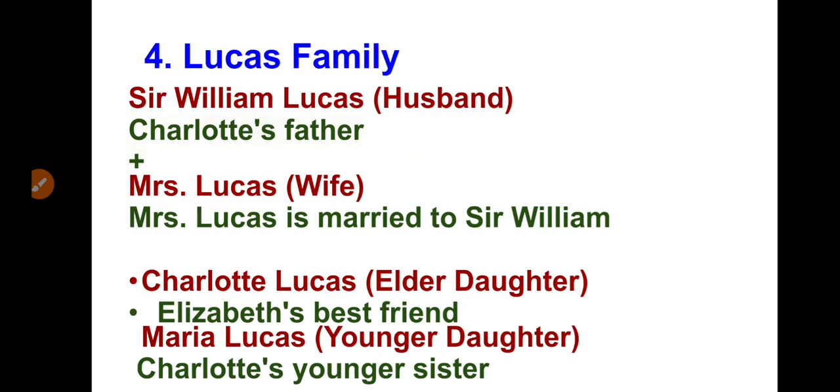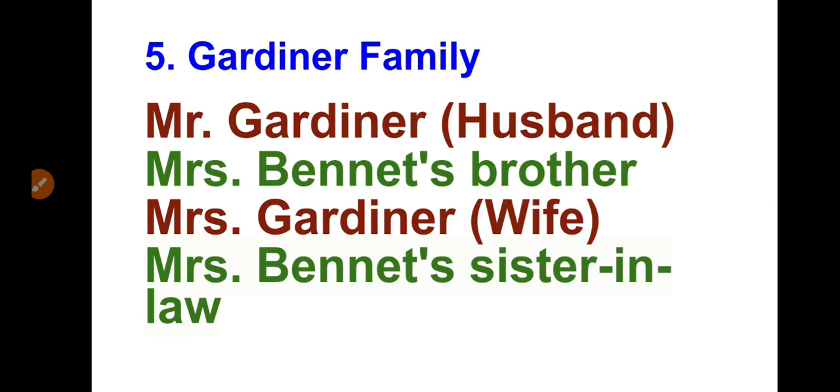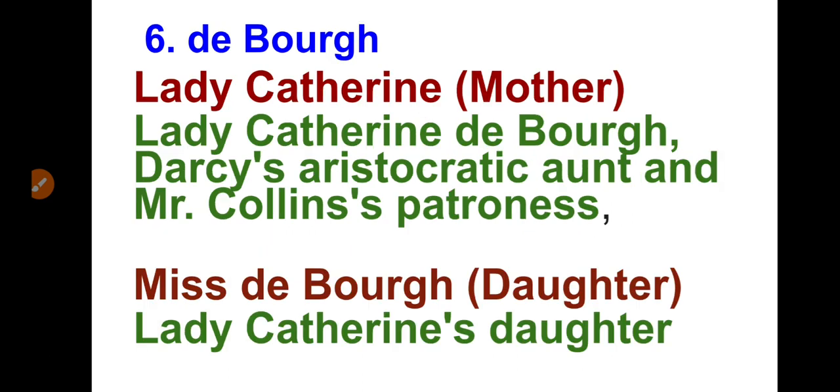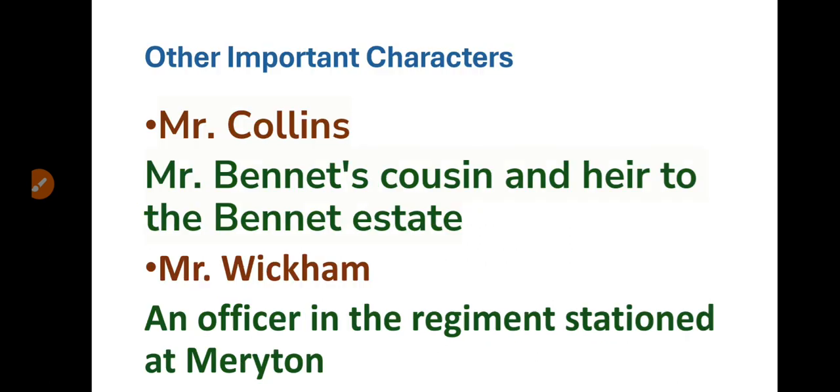Fourth family, the Lucas family. Here, Charlotte Lucas, the daughter of Mr. and Mrs. Lucas, is very important, and her younger sister Maria Lucas, but Charlotte is the important one. Then the Gardiner family, where there are husband and wife, Mr. Gardiner and Mrs. Gardiner. Mr. Gardiner is the brother of Mrs. Bennet, right? And the last family is de Bourgh: Lady Catherine de Bourgh, that is the mother, and the daughter is Miss de Bourgh. So these are the six families.